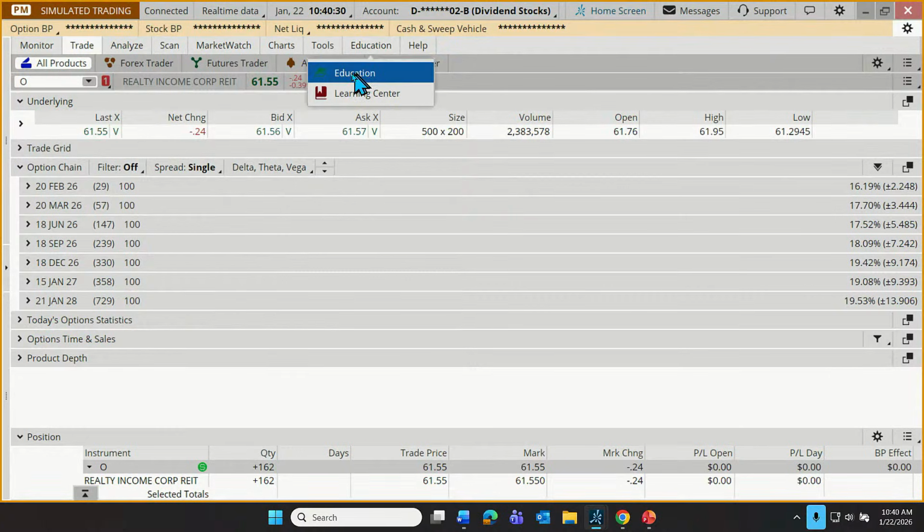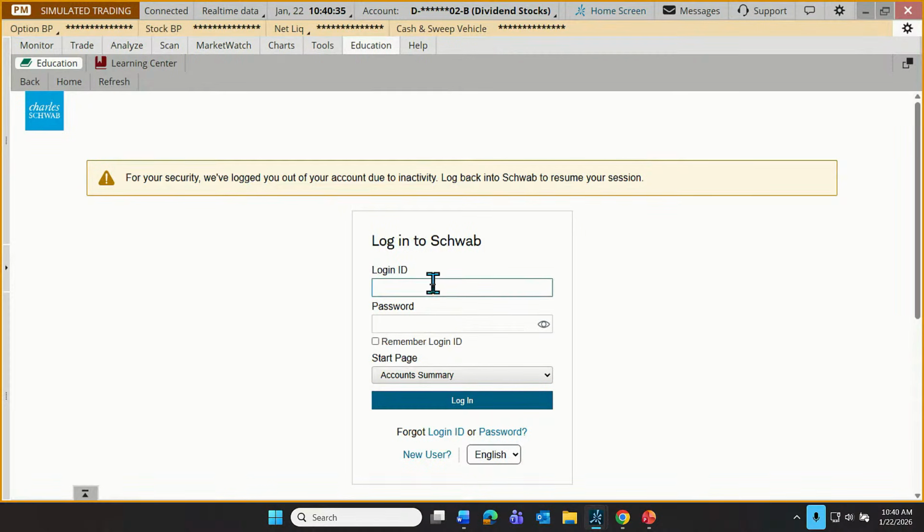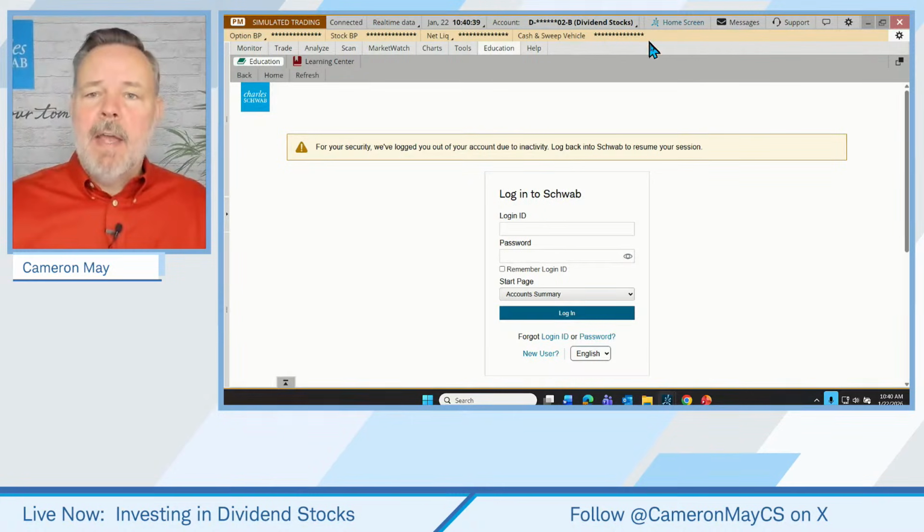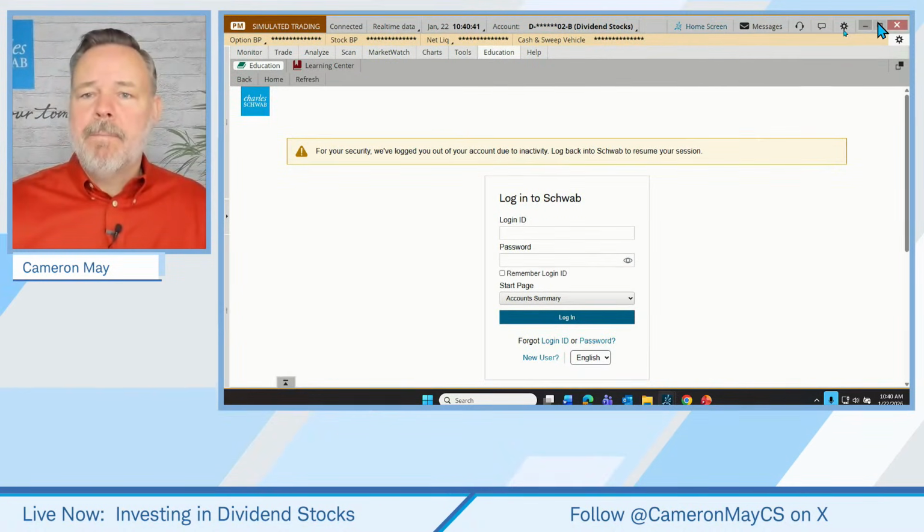So if you go to the education tab and explicitly to the education sub-tab, oh, look at that, it's going to make me log back in. Hang on just a second, I'm going to do that. I'm going to drag this over to the side. Let me quickly get logged back in. And there we go.